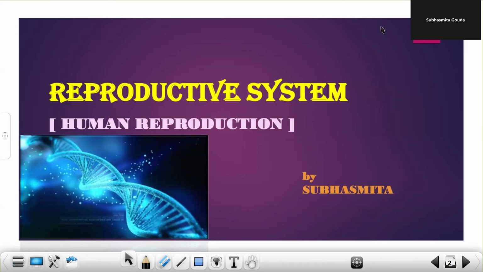We will focus on the structure and functions of the male and female reproductive systems, then we'll go to gamete formation, fertilization, pregnancy, and last is the development of the embryo. Here we'll explore each concept step by step with diagrams and simple explanations. So let's get started. The reproductive system.